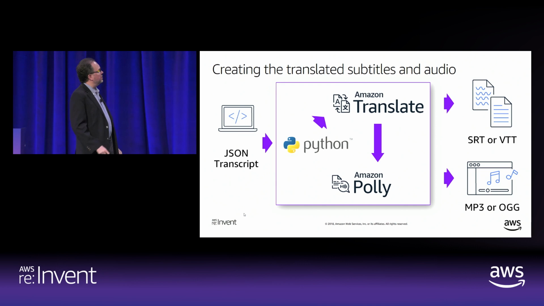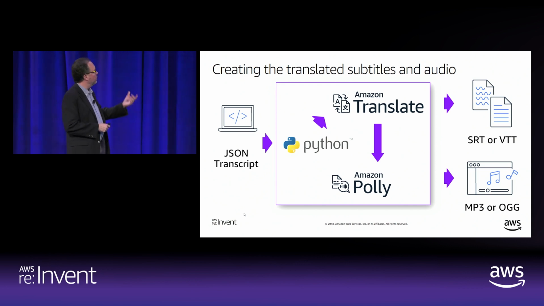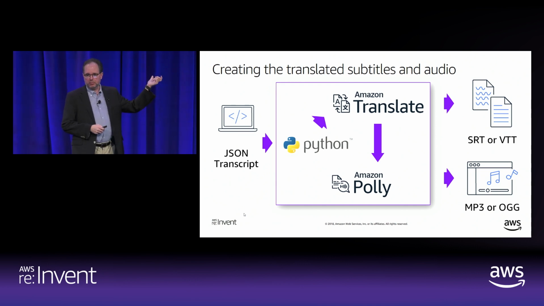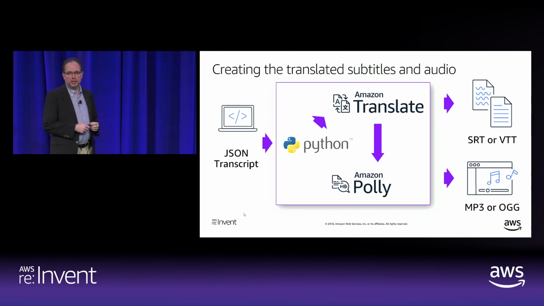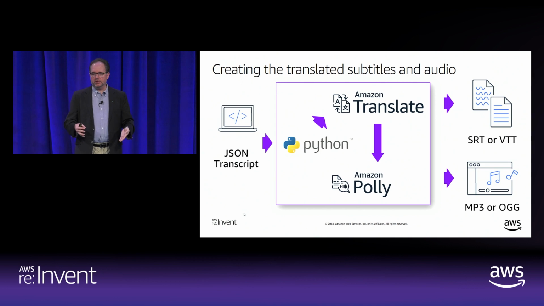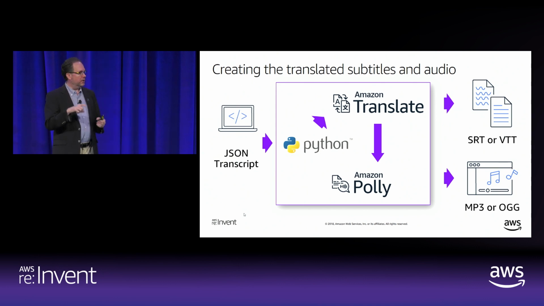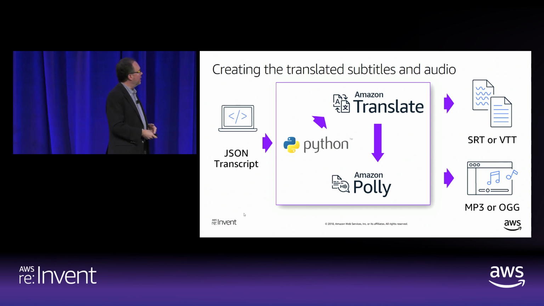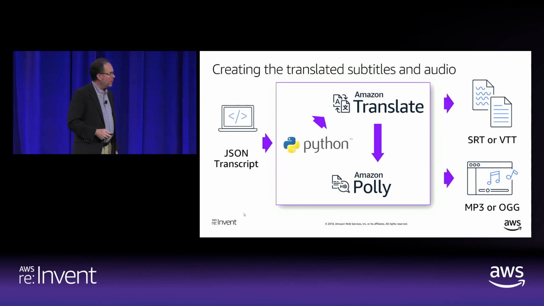So how do we do this? Well, first off, we take our JSON transcript from Transcribe, and we run that through Translate, and Translate is going to produce the target language. What I have done is take the entire block of text, because I wanted to get the best context I could, and break that up into the 2,999-character blocks, and I translate those as a block in and of itself. And then I run that through Polly.